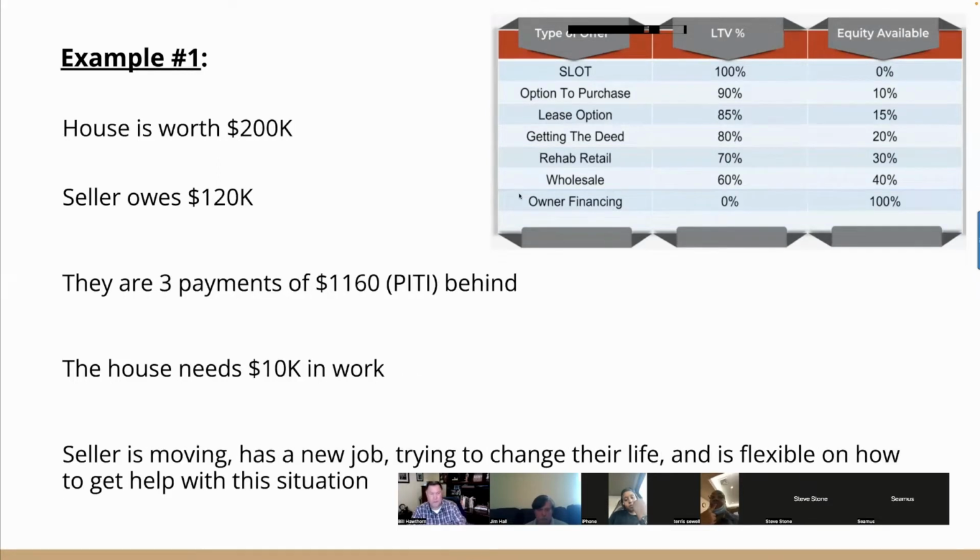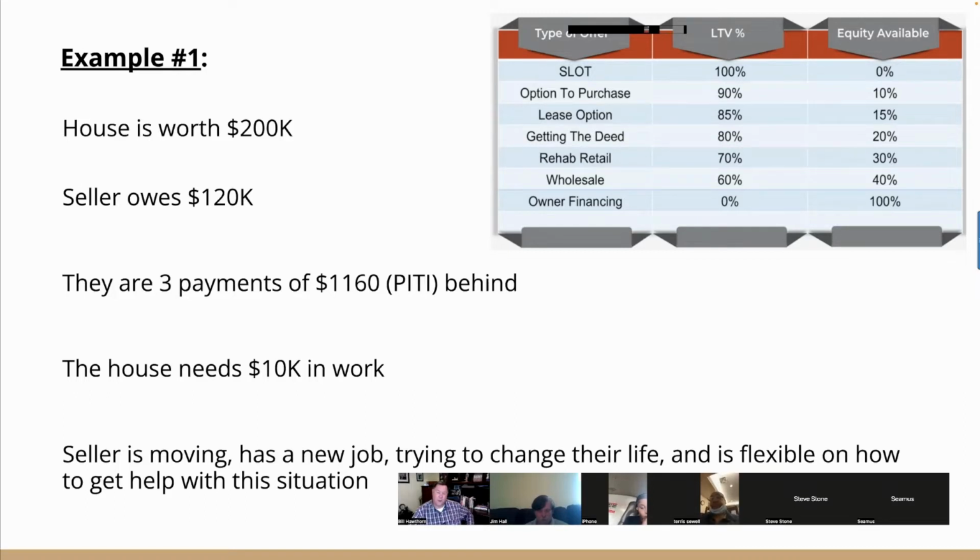Okay, so that means on this chart right here, anything above this 60, I went to example 2, sorry. 60, 70, 80. If you gave them an offer at 50 cents on the dollar, they can't take it because they owe more than what you're giving them, right? Underwater. So if it's 60% loan to value, because we took 120 divided by 200, we could give them any one of these deals: a wholesale deal, rehab retail, getting the deed, lease option. We can make any one of these offers based on the loan to value ratio, right? So mathematically, we can make any one of these offers.